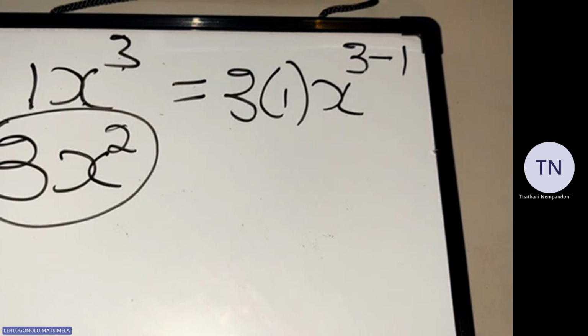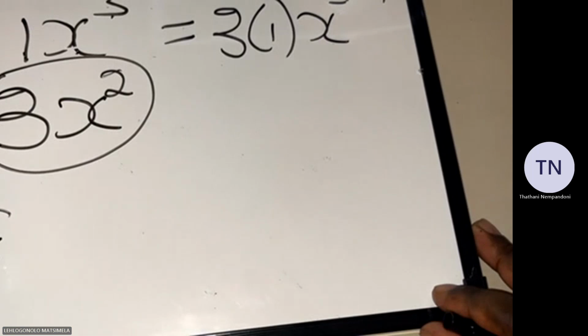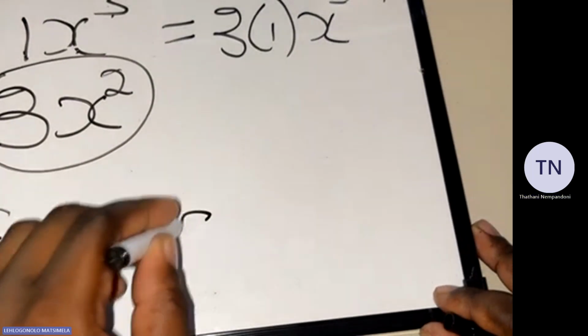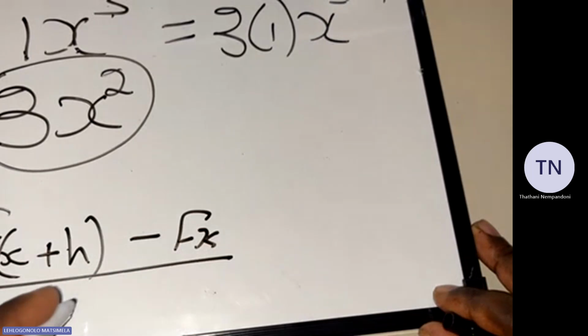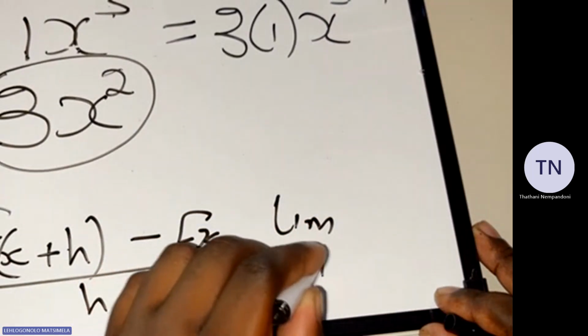So which means, for example, if we are now to derive this from the formula of the first principle, which says f of x plus h in the bracket minus f of x, divided by h, we are saying that now limit, wherever we see h, we put 0.